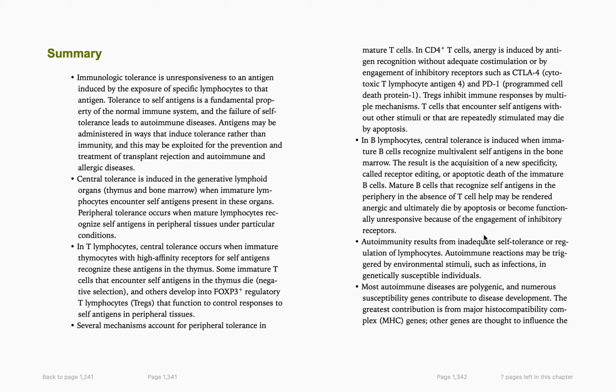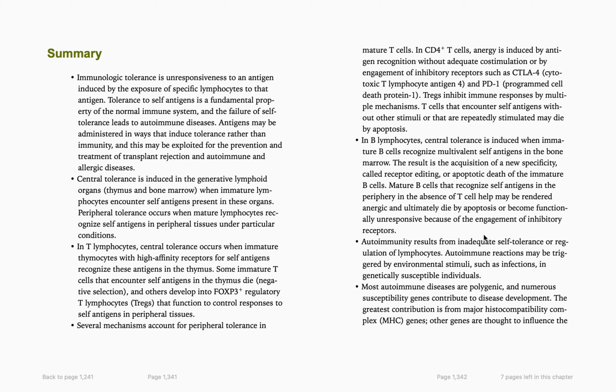Summary. Immunological tolerance is unresponsiveness to an antigen induced by exposure of specific lymphocytes to that antigen. Tolerance to self-antigens is a fundamental property of the normal immune system, and failure of self-tolerance leads to autoimmune disease. Antigen may be administered in a way that induces tolerance rather than immunity, and this may be explored for prevention and treatment of transplant rejection and autoimmune and allergic diseases.